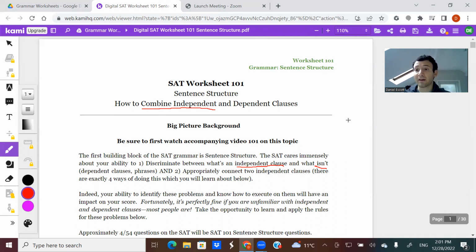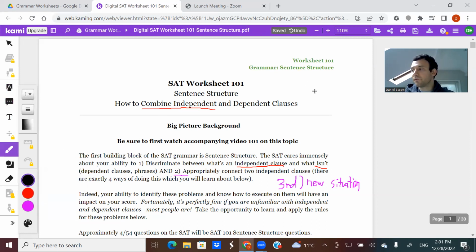So we'll first look at exactly what an independent clause is. Second, we'll look at what the rules are for combining them. And third, I have a special treat for you. Third, we'll look at this new type of problem that's on the digital SAT that I think a lot of students are going to have difficulty with. I'm going to explain this type of problem and give you the heads up on it. I'll call it a new situation that has arisen that we'll break down. Okay, so anyway, that's the objective of this worksheet.